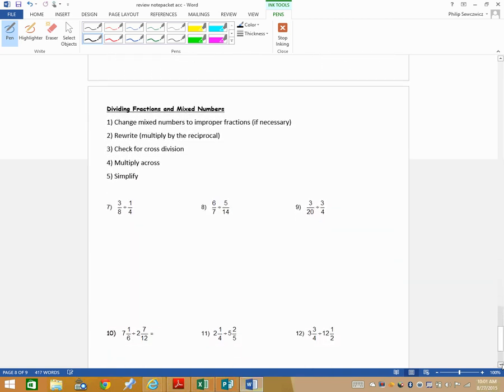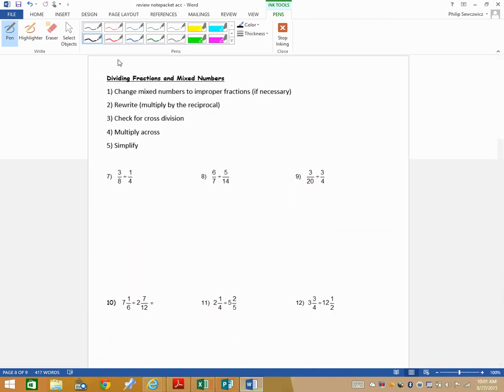And dividing. What we want you to notice here is your directions. When we divide fractions and mixed numbers, we're going to have all the same steps except one new step shows up. So we still need to change the mixed numbers to improper fractions if it's necessary. Well, that's a plain old fraction, so we don't need to do that. Here's your new key step: rewrite. You multiply by the reciprocal. So we never actually divide fractions. We always multiply by the reciprocal. Now, reciprocal means to flip, so we reverse the numerator and the denominator.